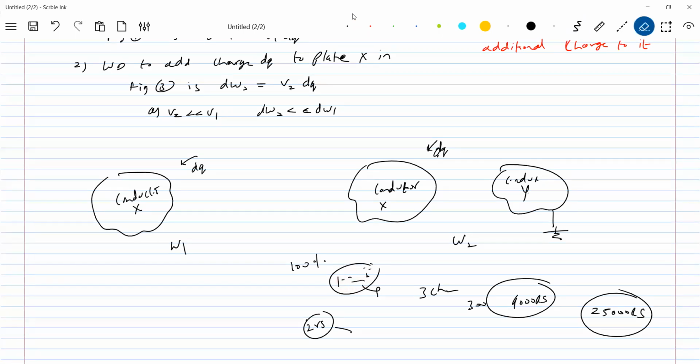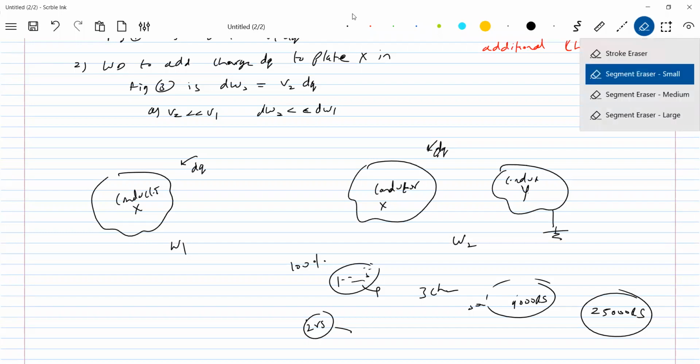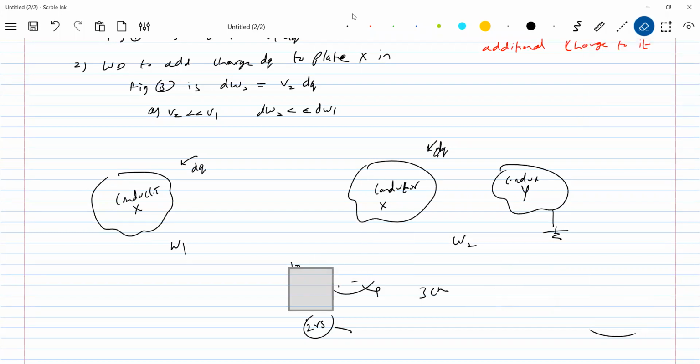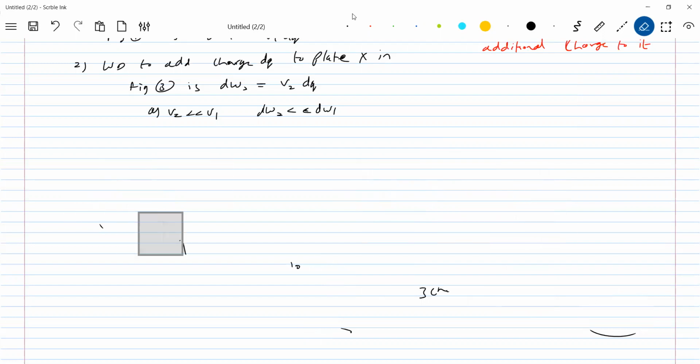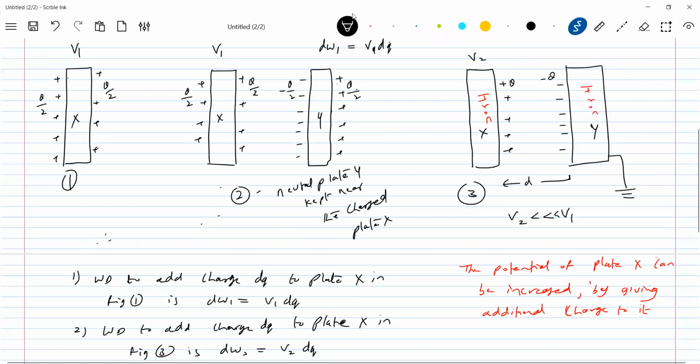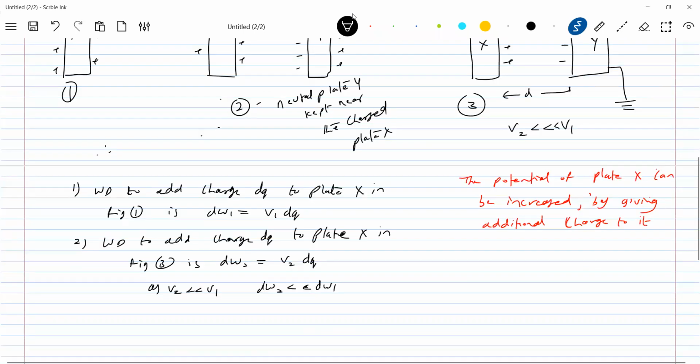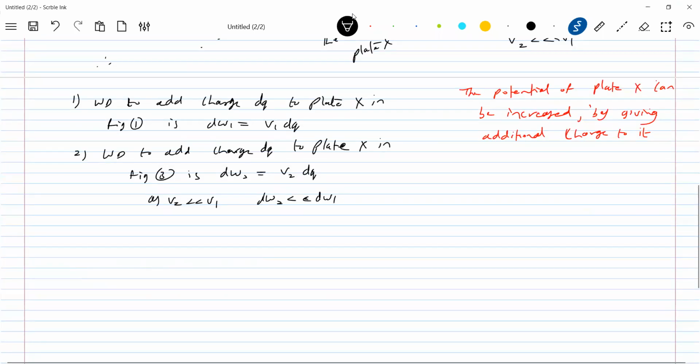There's a basic idea of this called the principle of a capacitor. So here I'm going to introduce the word capacitance of a conductor. What I did for plate X is that I increased the capacitance to store more charges, because this was the maximum upper limit. Now it can store more than the charge it was permitted. So we have increased the capacitance of a conductor. The potential of plate X can be increased by giving additional charge to it.